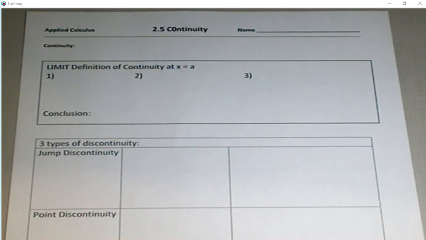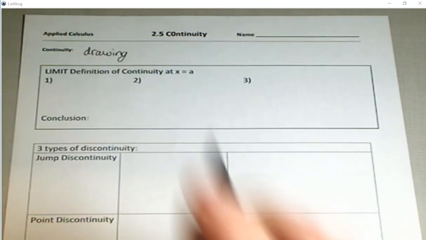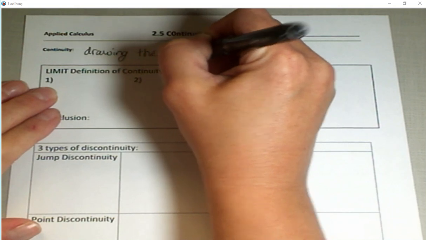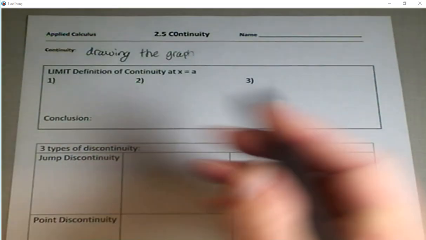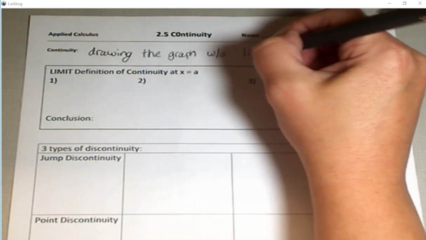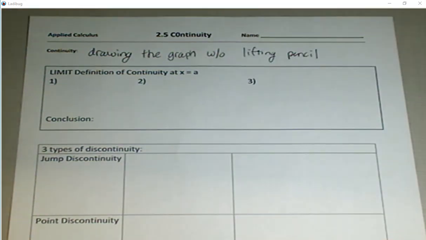All right, here we go. So we're going to do continuity, which is a little bit of an application of limits. So continuity is drawing the graph without lifting your pencil. Okay, well, that's like our old definition of continuity.